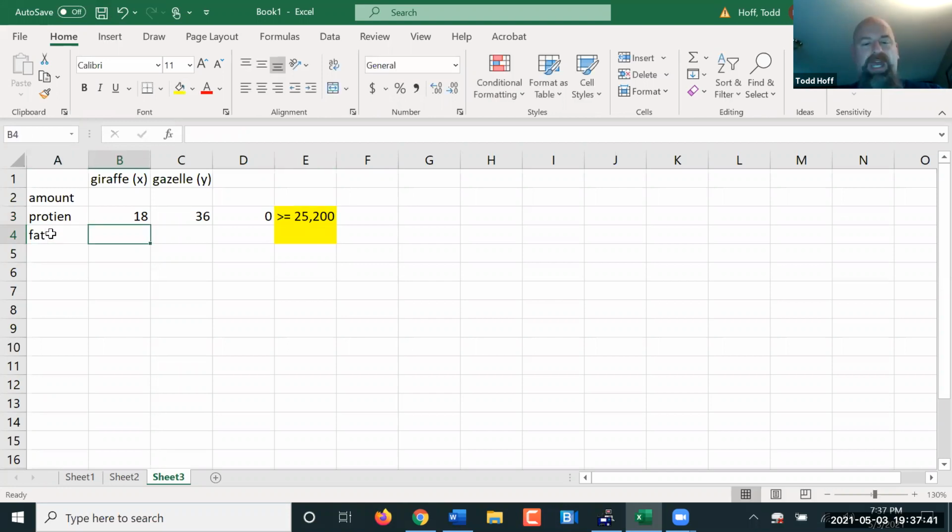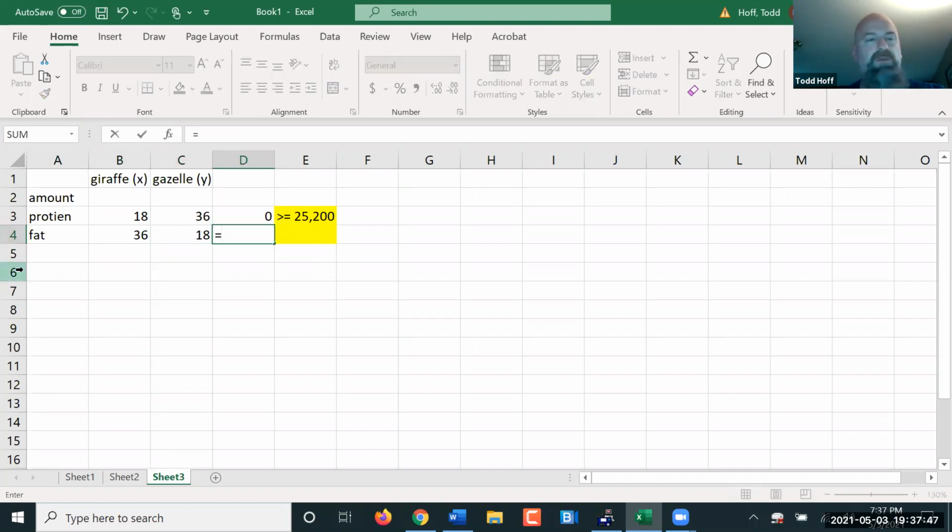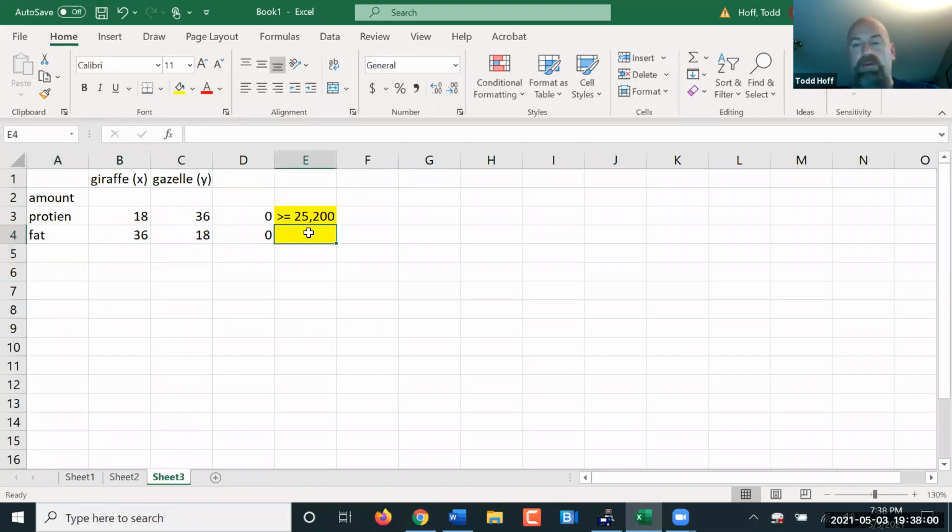Second constraint was about fat. There's 36 grams per pound for the giraffe and 18 grams per pound for the gazelle. So our total fat would be the amount of fat per pound for the giraffe times the number of pounds of the giraffe, plus the fat per pound for the gazelle times the number of pounds of gazelle meat. Again, that's 0 right now because these are left empty. I'm going to make a note for myself again that I want this to be at least 37,800 grams.